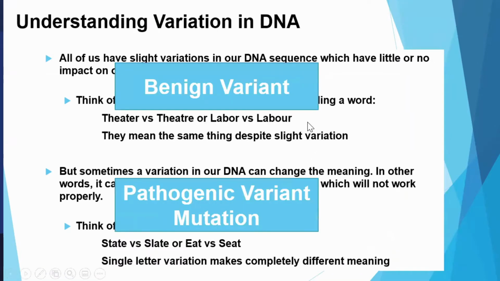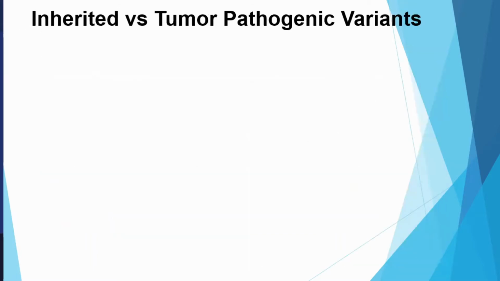When a variation doesn't change the meaning of the word, we call that a benign variant, and we all have lots of different benign variants between us. But a pathogenic variant, or a mutation, is when that change in DNA really changes the meaning of the word. So when we talk about genetic mutations or variants which lead to disease, we're talking about pathogenic variants or mutations. Now, there's one more difference that's important to keep in mind, and that is the inherited DNA variants versus the tumor DNA variants.